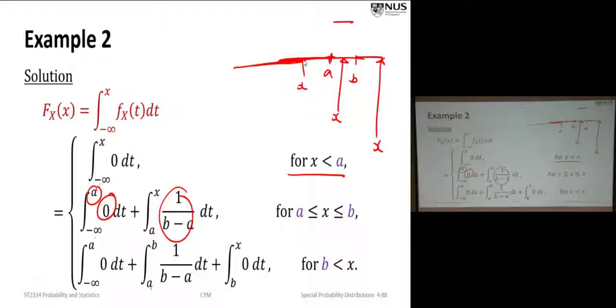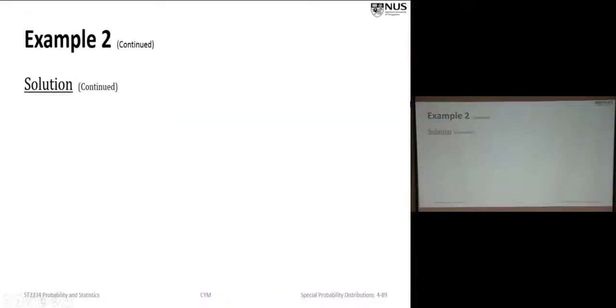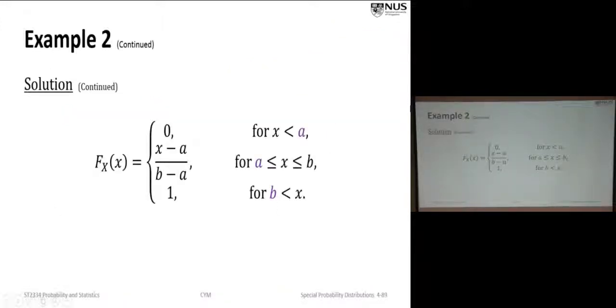That means over here is one integration, then this part is another integration, and this is the third part of the integration. But this whole thing equals 1. So this is the answer. When x is between a and b, the CDF is x minus a over b minus a. So it's quite obvious, right?